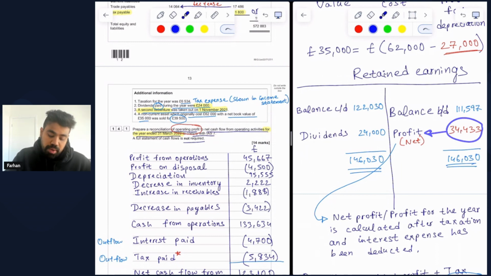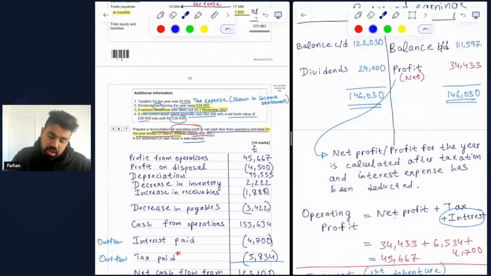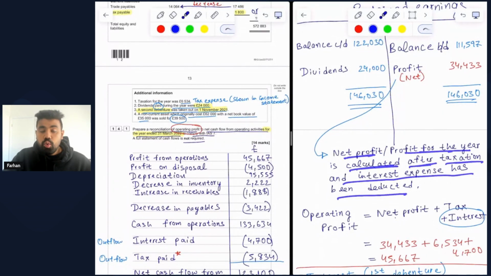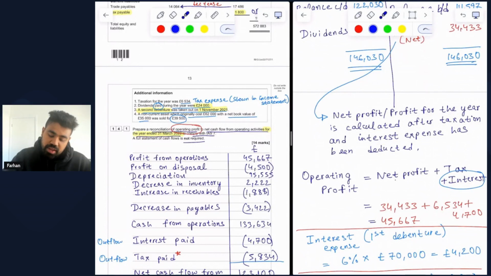All right, so be careful. I've written some information here that net profit, or the profit for the year, is calculated after the taxation and interest expense has been deducted. All right, but we are mainly interested in finding out the operating profit. So operating profit excludes the effect of taxation and interest, which means the net profit that we have just derived by constructing the T account for retained earnings, we will be adding back the taxes and interest to this net profit, and that's how you will arrive at the operating profit.